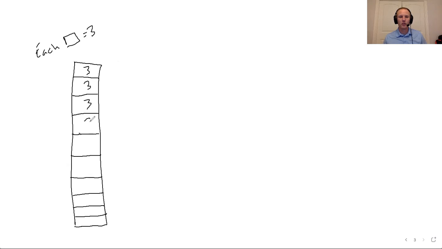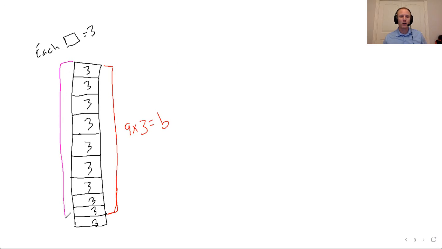So that would be like 3, 3, 3, 3, 3, 3, 3, 3, and 3. And what I really need to know, I'll put it in red, is how much those 9 are worth. So 9 times 3 equals B. That's what I really need to know. And to do that, I could think about what is 10 times 3, and then subtracting 1 times 3.